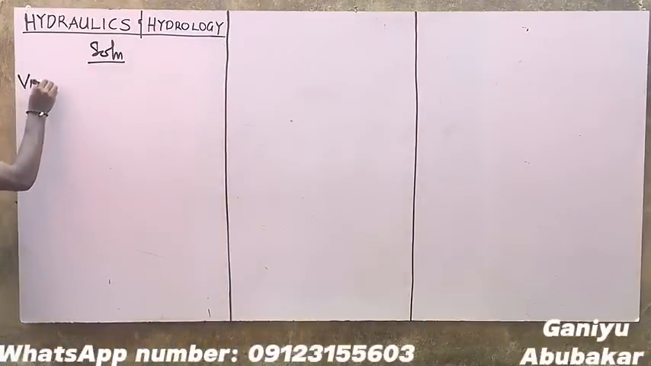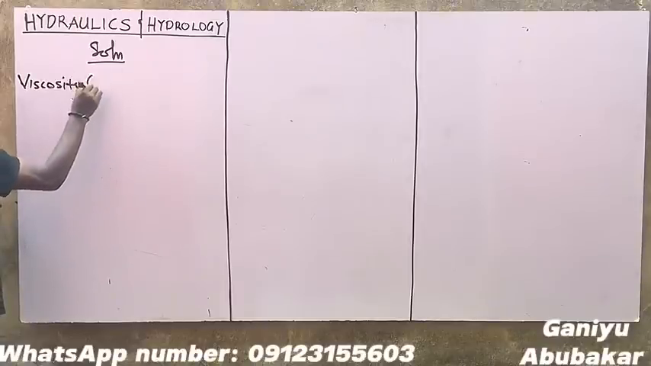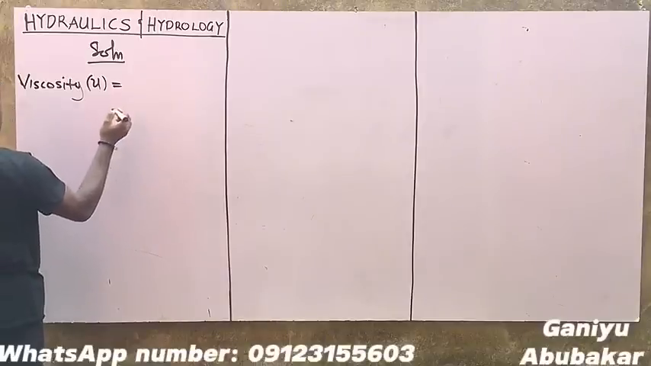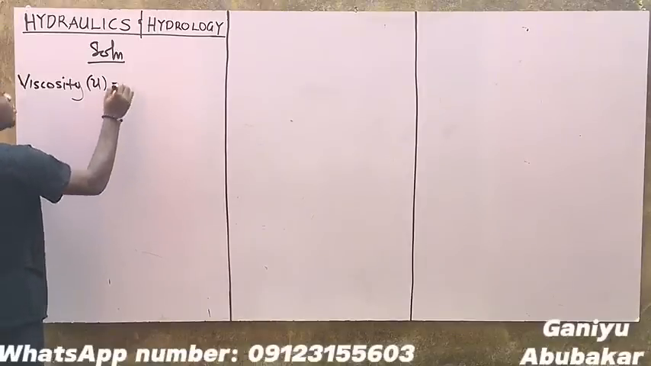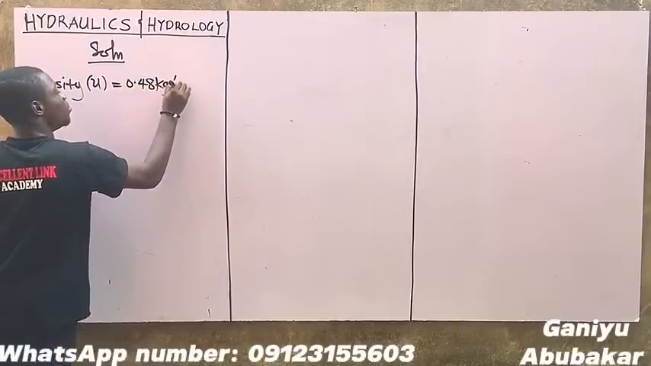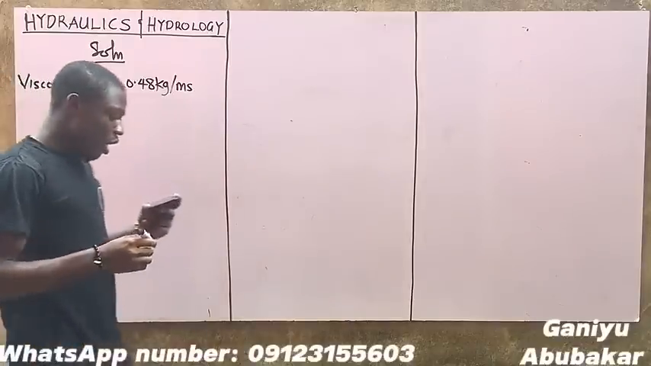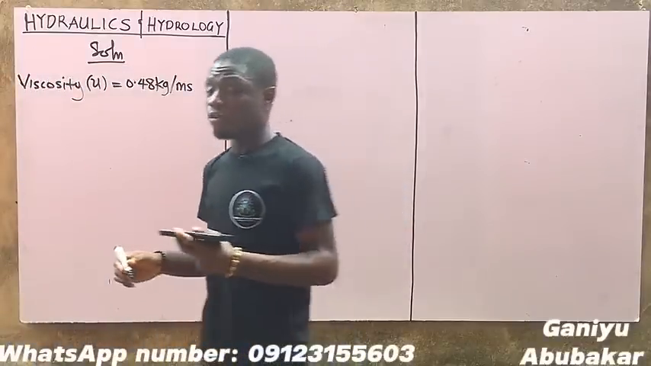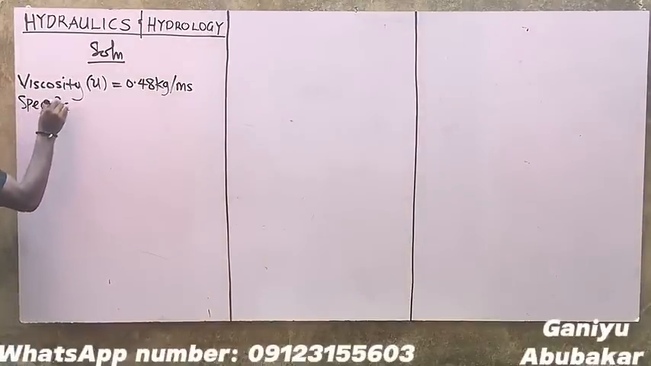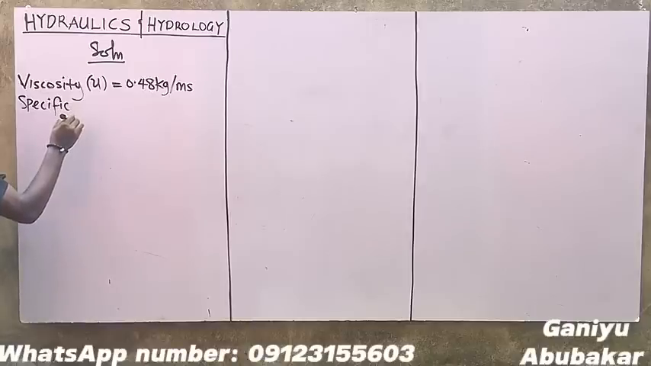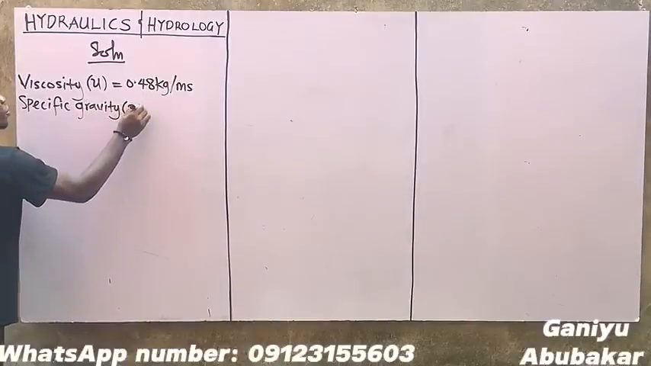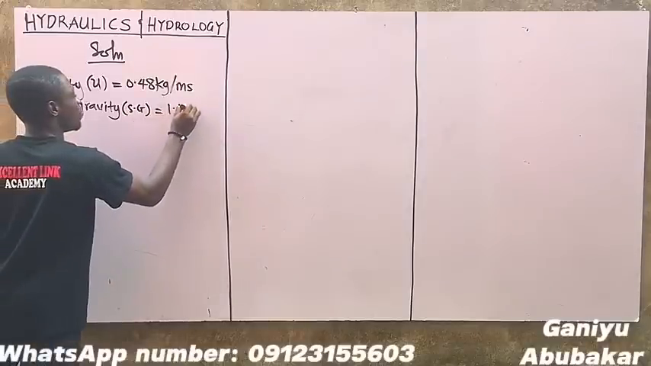Viscosity, that's mu, or you call it mu, whatever, it's still the same thing. That's given to be 0.48 kilogram per meter second. Next, a specific gravity of 1.15. So I'm given specific gravity, that's Sg equal to 1.15.